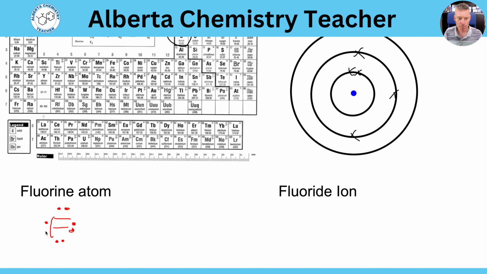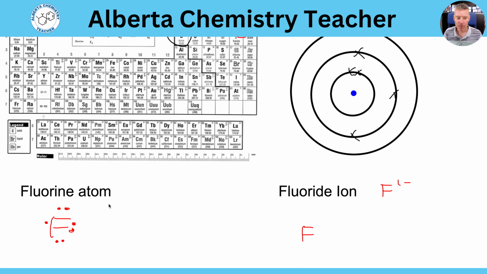So fluorine is missing 1 dot. It somehow either has to share or steal an electron to fill that hole in, and that'll lead to the 2 types of bonding. If we look at a fluoride ion, this is now fluorine, but it's gained an electron. And this is where our table tells us what the charge is. You don't have to memorize it.